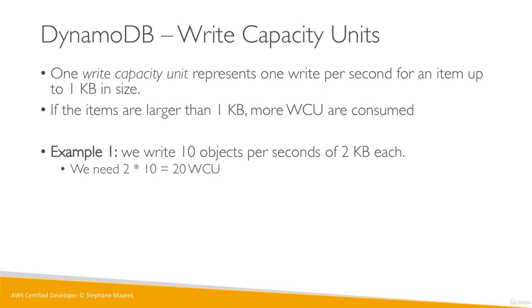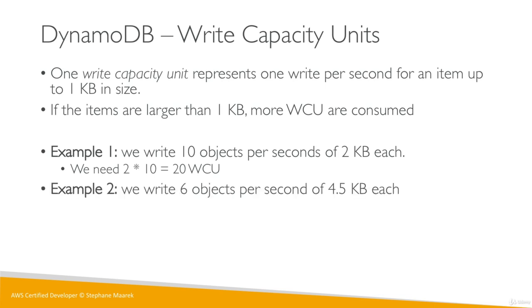Okay, let's look at other examples. If we write 6 objects per second and each of them is 4.5 kilobytes each, now look above. Well, because it is 4.5 kilobytes, you're going to do 6 times 5. And so the 4.5 gets rounded to the upper kilobytes for WCU. So it doesn't give you less WCU because you have a slightly smaller element than 5 kilobytes. So it will automatically get rounded to the upper kilobytes. And so here we have 6 times 5, which is equal to 30 write capacity units.